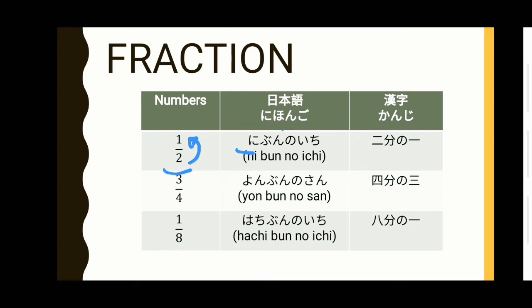The bun means it is a part. And the particle no is used to signify that what follows is a part of, or belongs to, what comes before the no. So, bunno. Then the top is number 1. So, it is ichi. So it becomes ni bunno ichi.